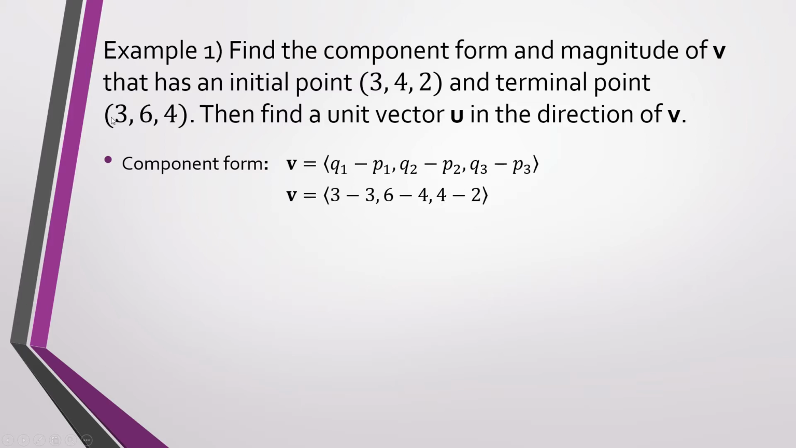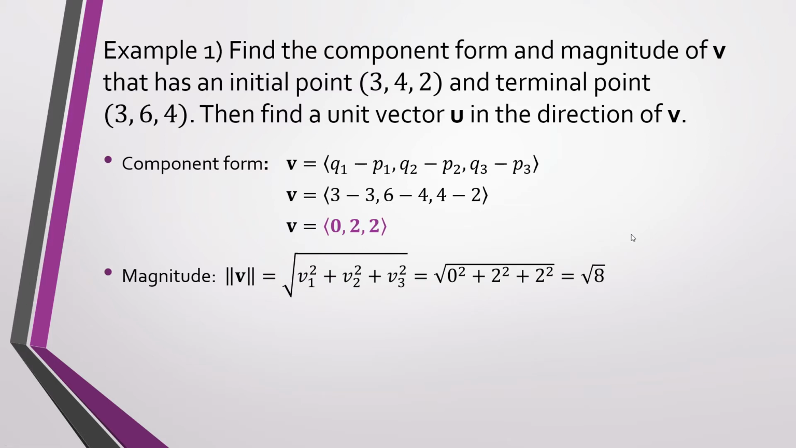So Q is my terminal point, P is my initial point. So Q sub 1, which is 3, minus P sub 1, which is also 3, comma, the y component of my Q point, 6, minus the y component of my initial point, 4, comma, the z component of my terminal point, 4, minus the z component of the initial point, 2. Well, 3 minus 3 is 0, 6 minus 4 is 2, and 4 minus 2 is also 2. So our vector has components of <0, 2, 2>.